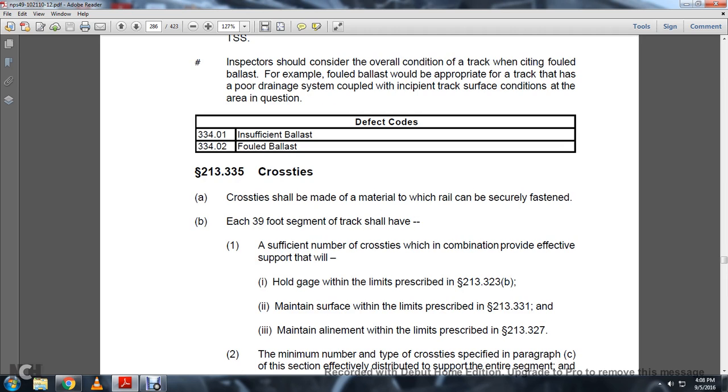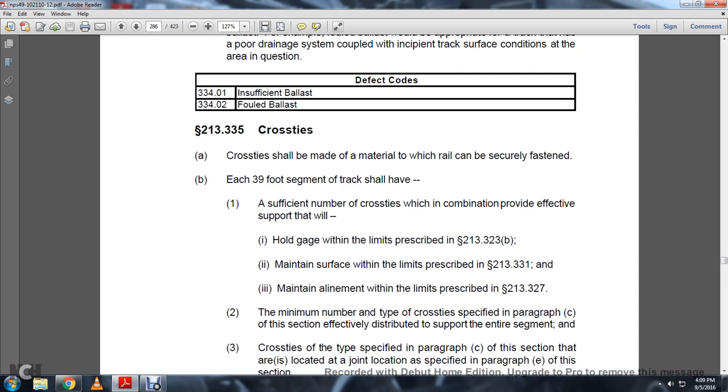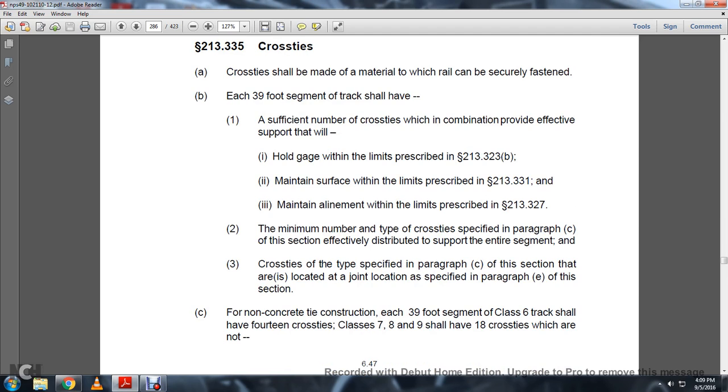A. Cross ties shall be made of a material to which they can be securely fastened. B. Each 39-foot segment of track shall have a sufficient number of cross ties which in combination provide effective support that will: 1. Hold gauge within the limits prescribed in 213.323; 2. Maintain surface within the limits prescribed in 213.331; and 3. Maintain alignment within the limits prescribed in 213.327. The minimum number and type of cross ties specified in paragraph C of this section shall be effectively distributed to support the entire segment, and cross ties of the type specified in paragraph C of this section shall be located with the joint location specified in paragraph E of this section.